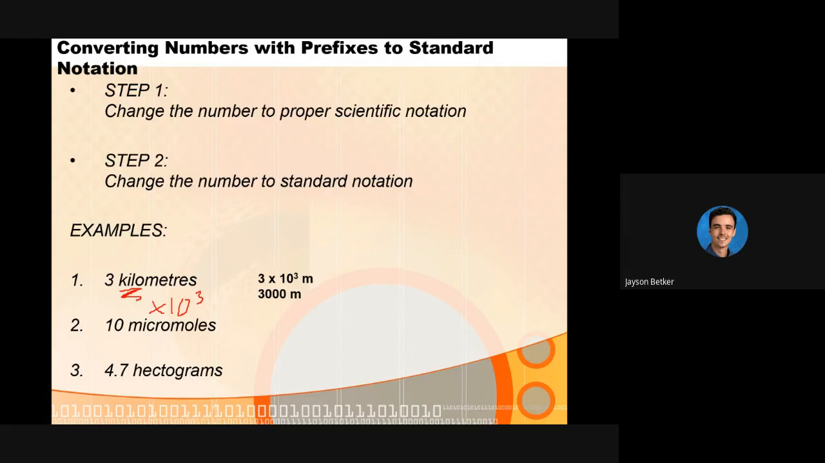Micro: if I look at that, 10 micromoles, that's 10 times 10 to the negative 6, which if I move my decimal place gives me 0.000010 moles. And then the last one, 4.7 hectograms. So you find hecto on that sheet. It's times 10 to the 2. So times 10 to the 2, we take that decimal place and move it 2 places to the right, and that gives us 470 grams.